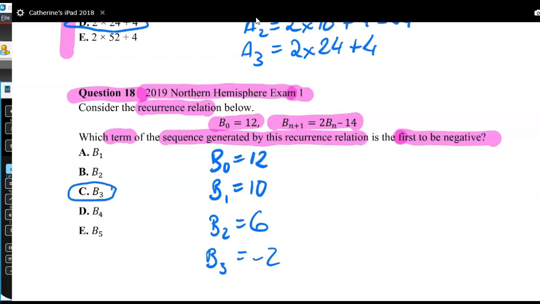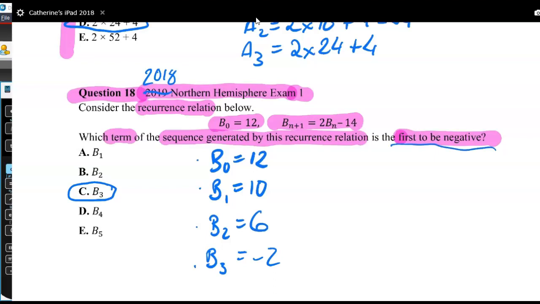I've just realized this is actually not from the 2019 exam, it's from the 2018 exam. So sorry if there's any confusion there. I'll update my electronic ones. So here we're looking for where it first got to be negative. Now with the Northern Hemisphere exams, I don't get the complete breakdown, but I suspect a lot of students would have miscounted. That's a fairly common mistake.